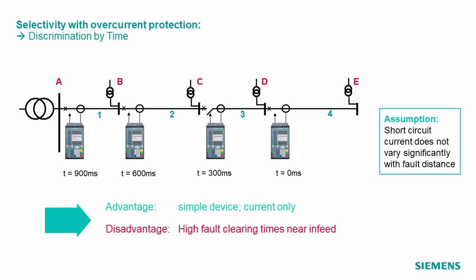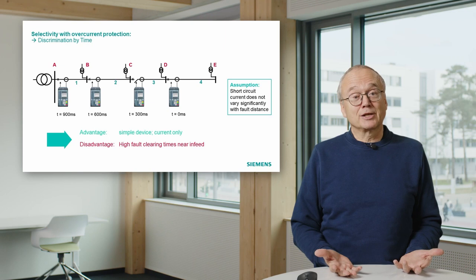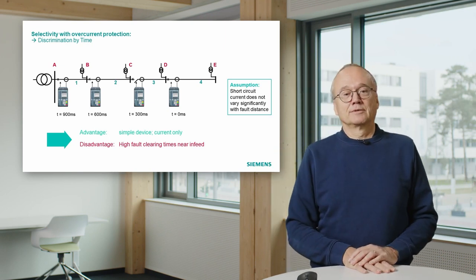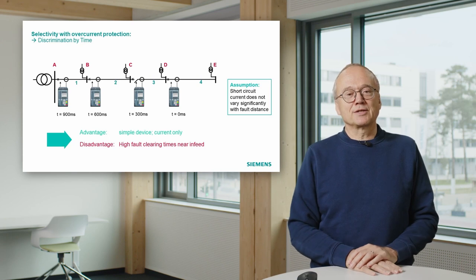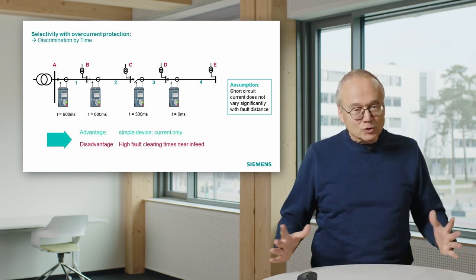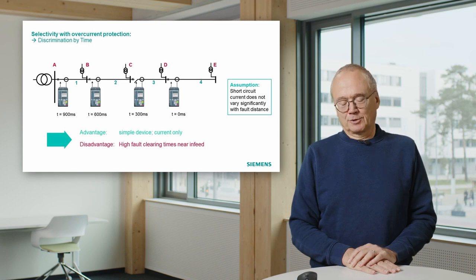So selectivity is there. The advantage is that it is a very simple logic. The disadvantage, and that is a significant disadvantage, is that we have pretty high fault clearing times near the infeed. Imagine we have a short circuit on cable number 1. Then only the relay at substation A sees the fault, but it doesn't know that it is on its own line. It just waits for 900 milliseconds until it trips. It is still selective, but it's a long time delay. 900 milliseconds of short circuit current is a long time, and it's a critical thing. That means normally we should make the time delays as short as possible.